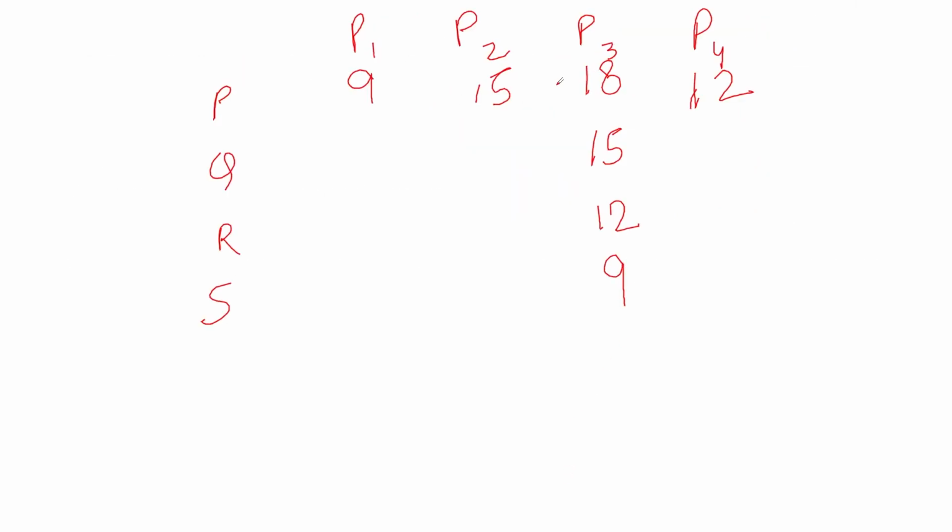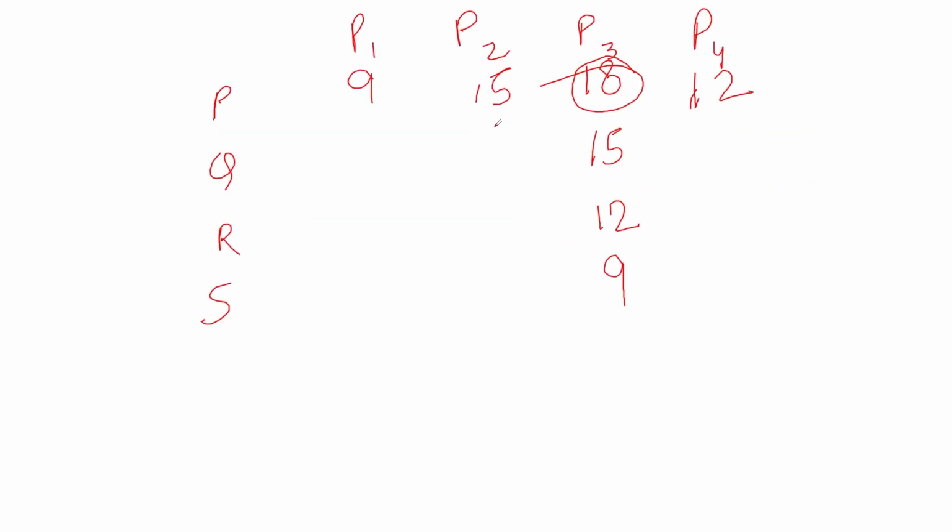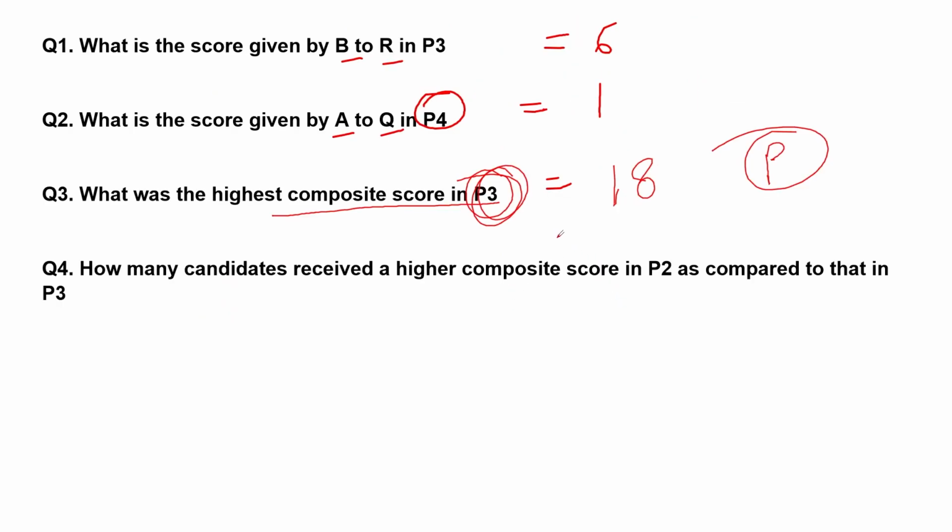So you can see that out of P, Q, R and S, P received the highest score in parameter 3 and what is the value? 18. So highest score was 18 and if the examiner asks you who scored it, then you know P scored it. Okay. How many candidates received a higher composite score in P2 as compared to that in P3? So I need all the scores, composite scores of P2 and P3, and then I can compare and tell how many candidates got a higher score in P2 as compared to P3.